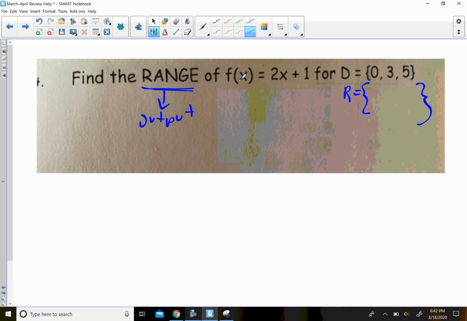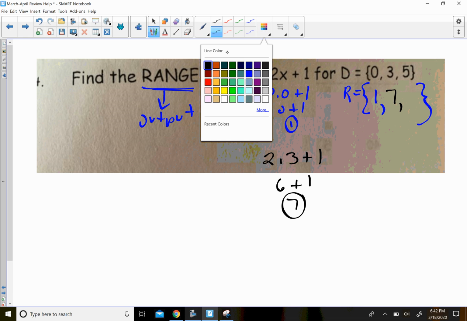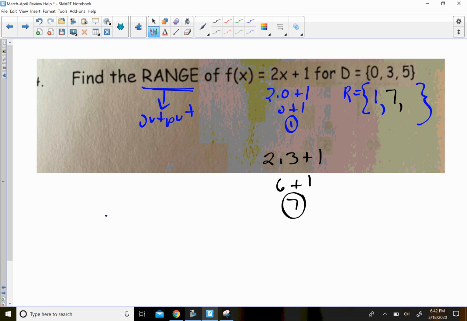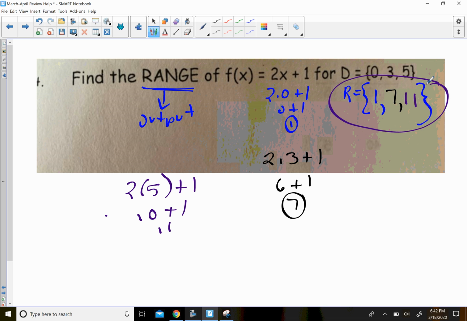The range. So if I take this function, 2x plus 1, and plug in 0, so 2 times 0 plus 1, so that would be 0 plus 1 would equal 1. So when I input a 0, the output is a 1. And then let's change my colors here. If I input a 3, so 2 times 3 plus 1 more, so that would be 6 plus 1, that's going to be 7. And then change one more time here. If I input a 5 for x, so 2 times 5 plus 1, 10 plus 1 would be 11. So the 3 range values or output values I would get will be 1, 7, and 11.